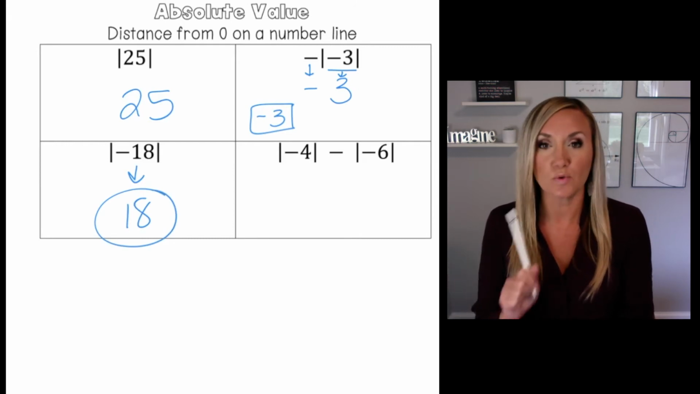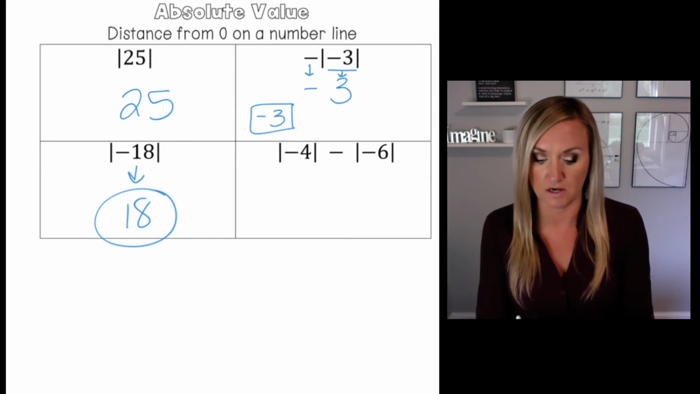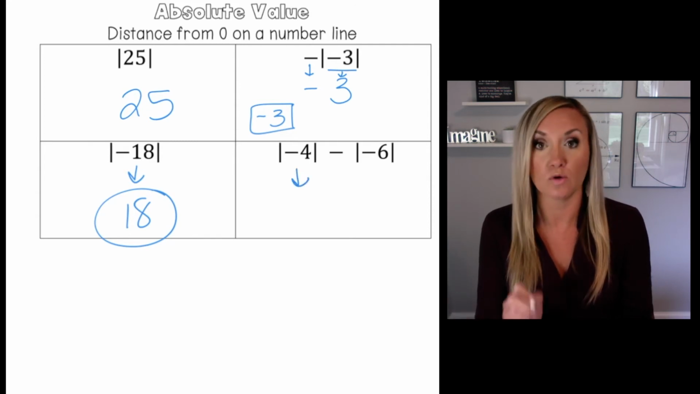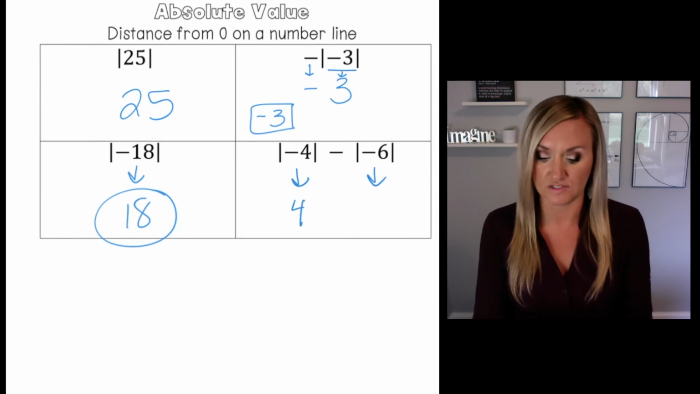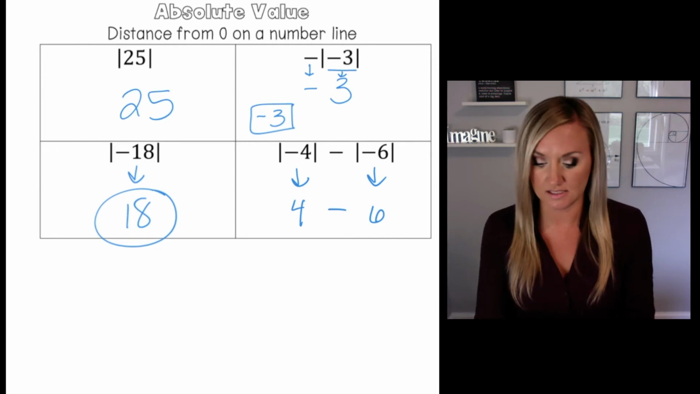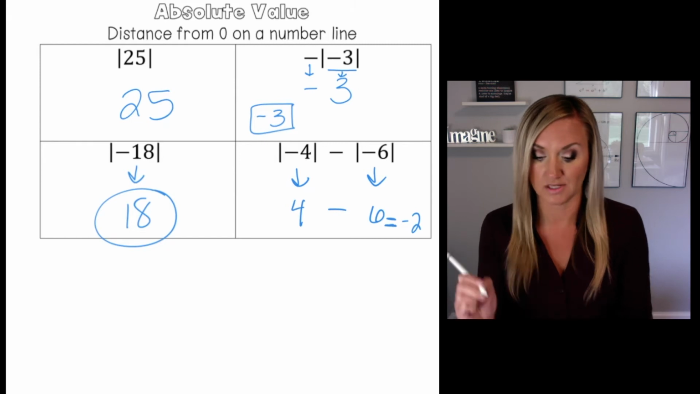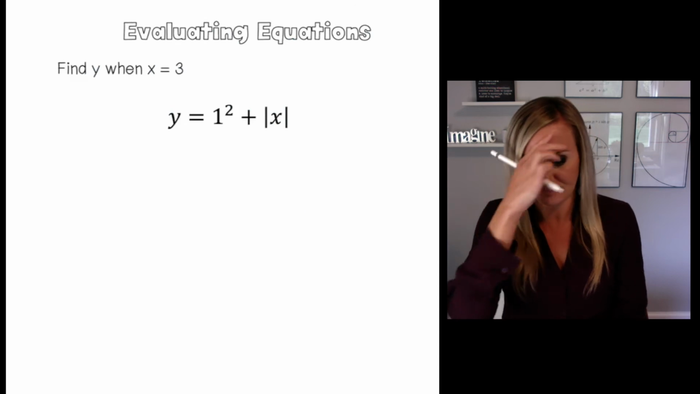And then the last one, let's do each part separately and then subtract in the middle at the end. So the absolute value of -4 is 4. The absolute value of -6 is 6. And 4 subtract 6 is -2. Let's make that like a real equal sign. All right, let's take a look at the next slide.